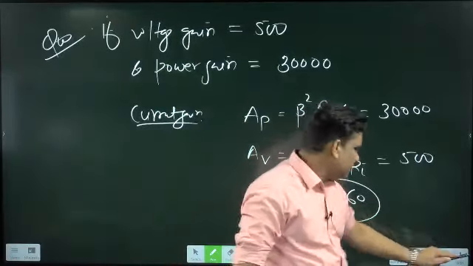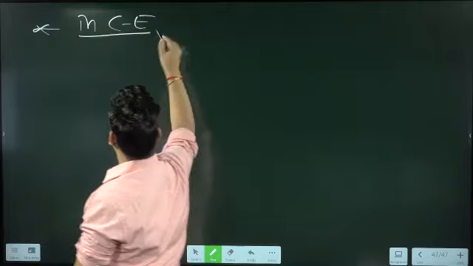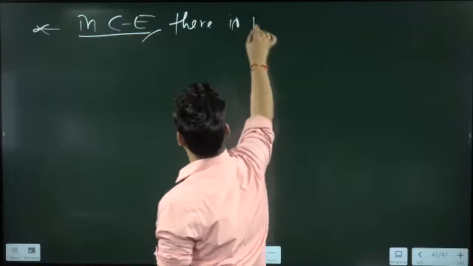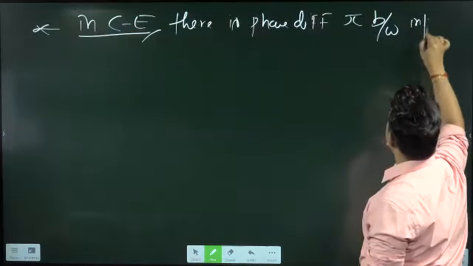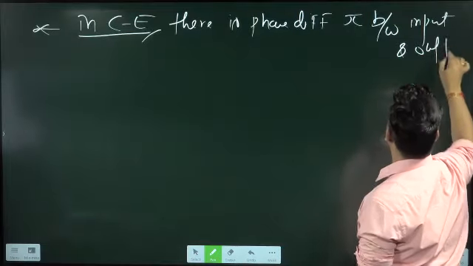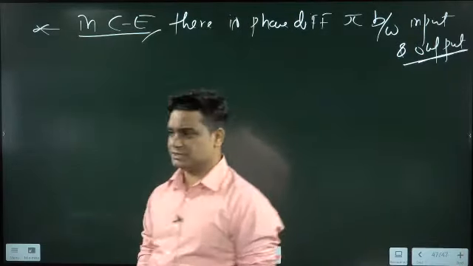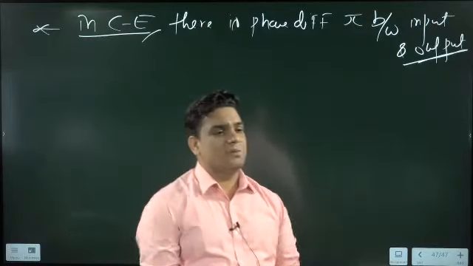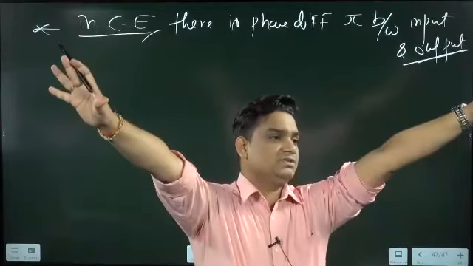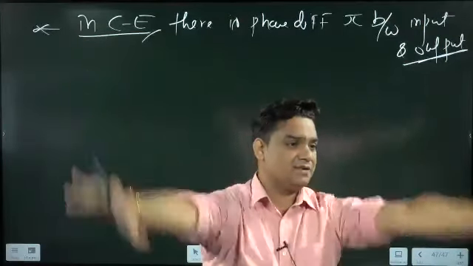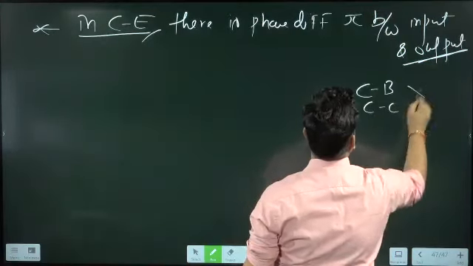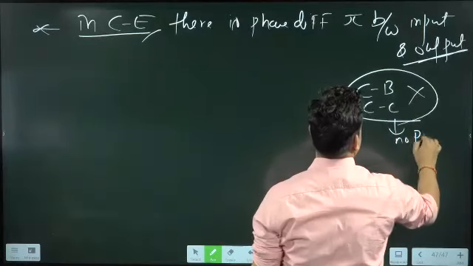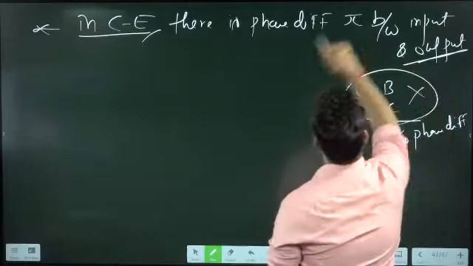Okay, now next one you have to remember: in a common emitter, there is a phase difference of pi between input and output. Between input and output there is a pi phase difference. In the others, no. In common base and common collector they don't have any phase difference. Only this is valid in the common emitter. Only in common emitter there is a pi phase difference. CB and CC, there is no phase difference. Only we have it in common emitter.